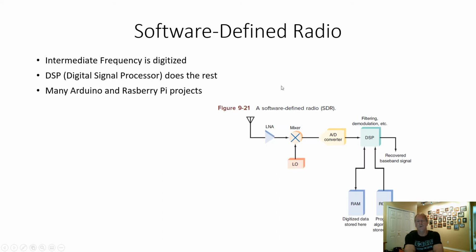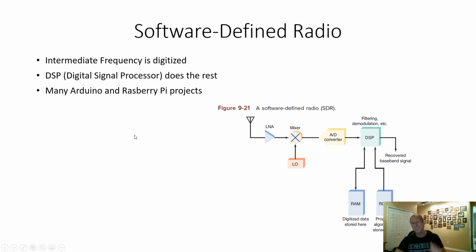There's also the software-defined radio, where basically we take the intermediate frequency, we digitize it, and then everything else goes to a DSP, digital signal processor. For those of you who are doing Arduino and Raspberry Pi projects, there are some projects available online where you can make a software-defined radio using your Arduino and Raspberry Pi boards. It's pretty cool stuff. We used to do projects with this.